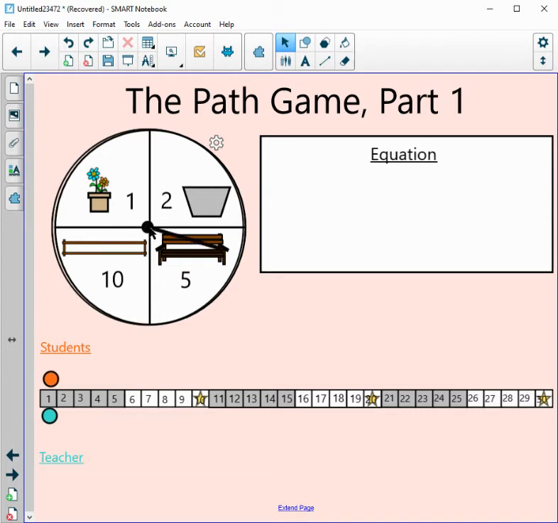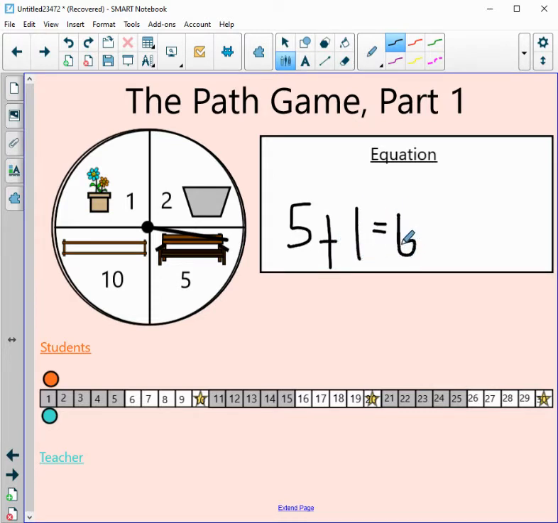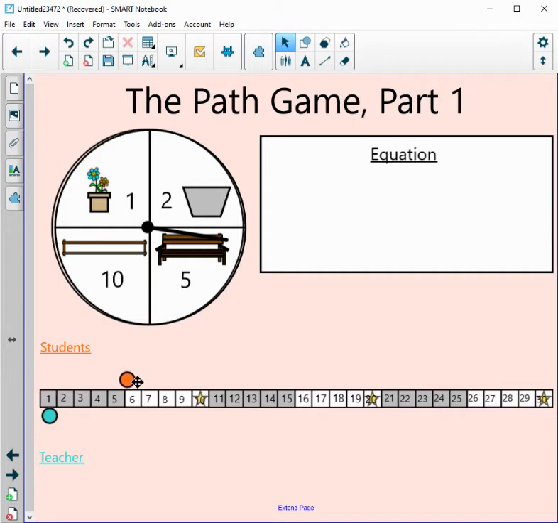Okay? So here's our students. 5, they landed on a bench. So what is 1 plus 5? We added a bench to our pathway. 5 plus 1, can we do that? That fact, we should know that. What is 1 more than 5 if we count on? 5 plus 1 is 6. Good job. Let me erase my equation. 5 plus 1 is 6. Good job. So my students are on 6. Here's my teacher spin.